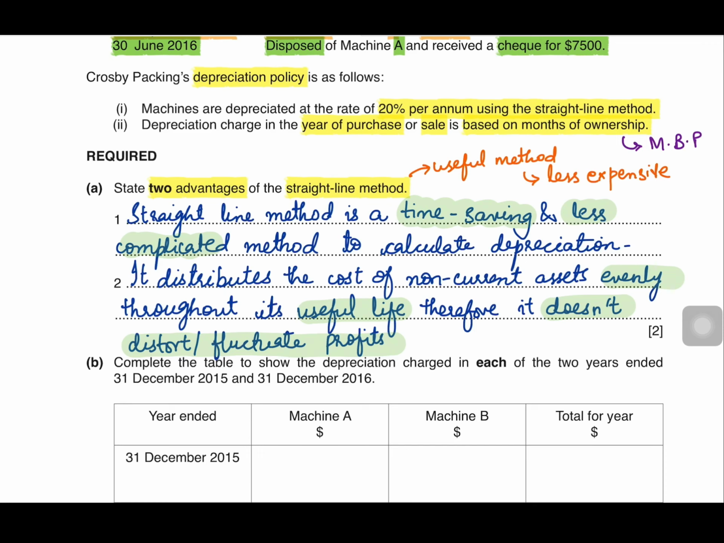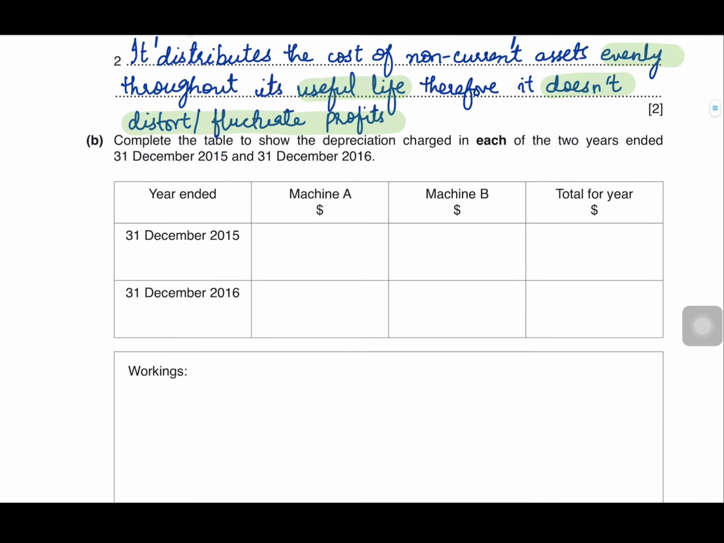So you can save time on such assets as well. Now let's move to part B. Part B says, complete the table to show the depreciation charged in each of the 2 years ended 31st December 2015 and 31st December 2016.